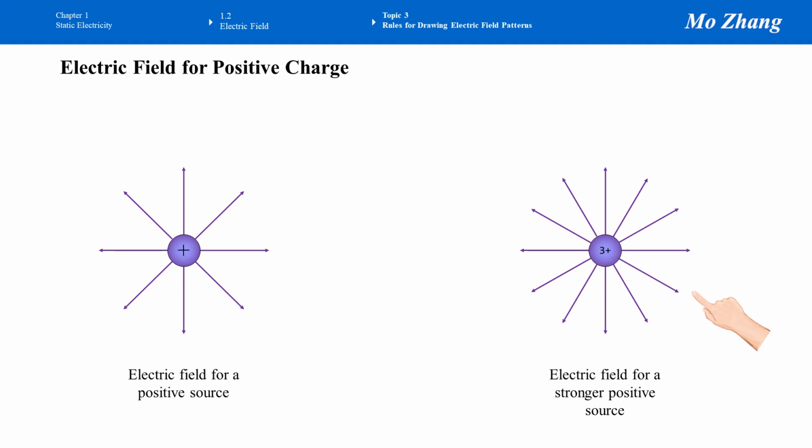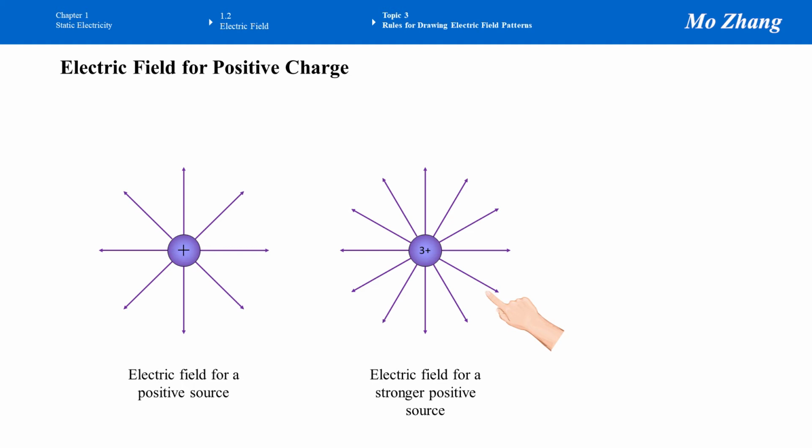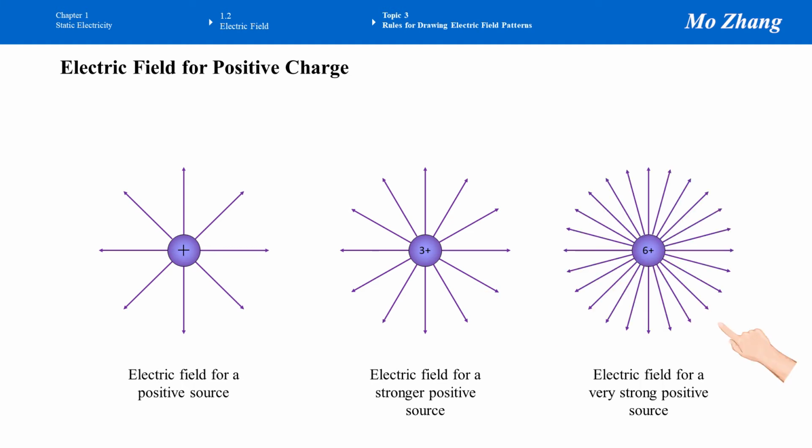Now let's get more space here by putting the second charge in the center. The third charge has more field lines. Obviously, the last one, the third charge, is the strongest charge among all, since it has more field lines.